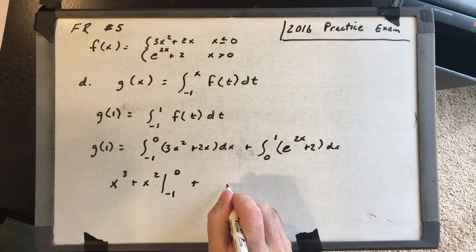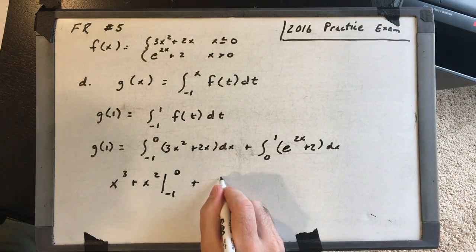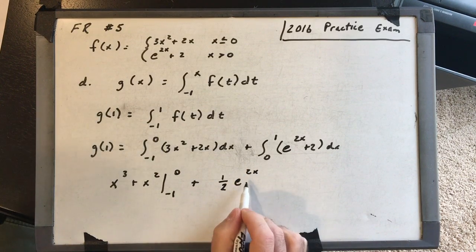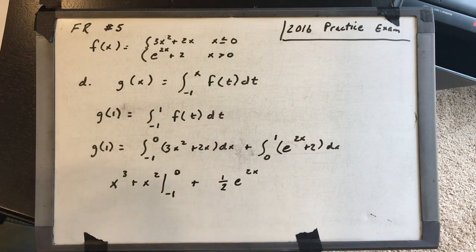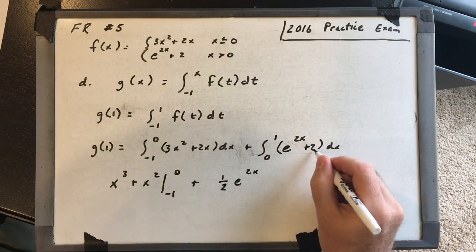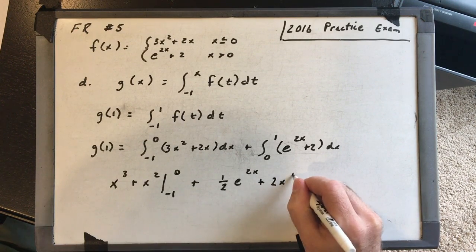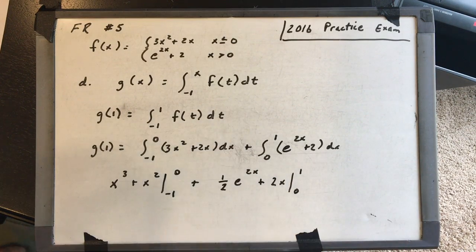Plus, all right, what's the antiderivative of e to the 2x? Well, it would be 1/2 e to the 2x. Take the derivative of that to check, right? It'd be e to the 2x times 2, and then times a half out front would make that coefficient go away. And then the antiderivative of 2 is not 0, it's 2x. Don't get in a hurry and do that by accident, from 0 to 1. And now let's plug in.